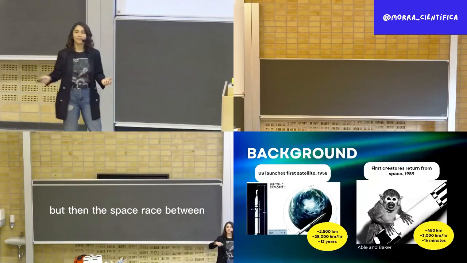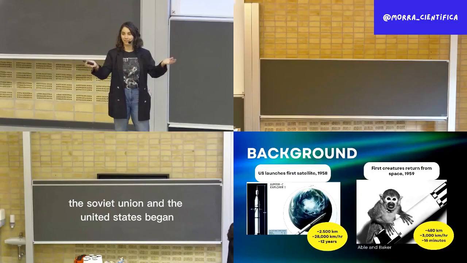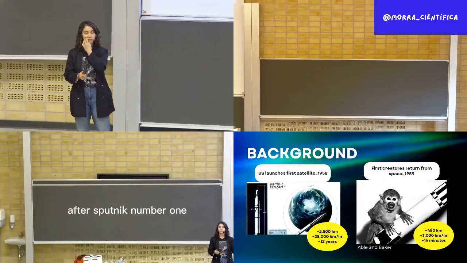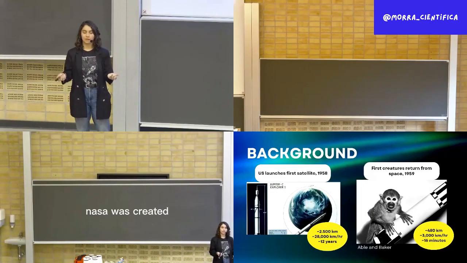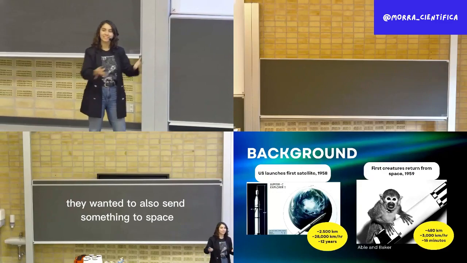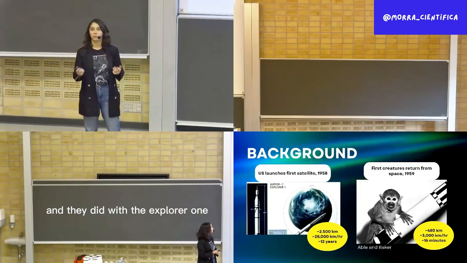But then the space race between the Soviet Union and the United States began. And of course, 1 year after Sputnik 1, NASA was created. So of course they also wanted to send something to space. They were working on it, and they did with Explorer 1.